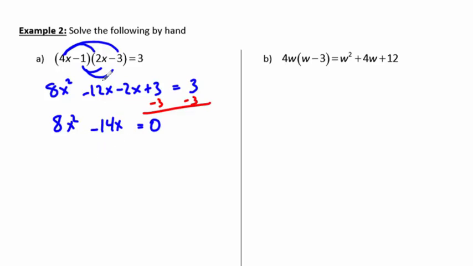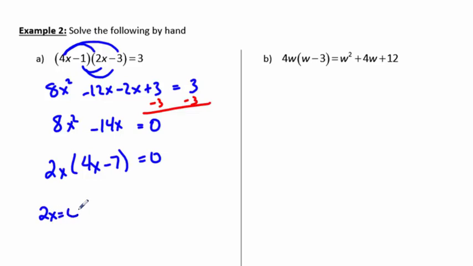It's going to factor a little bit differently this time. When I factor, there's only two terms. There's something in common. I can divide these both by 2 and x. That'll leave us with 4x minus 7 equals 0.